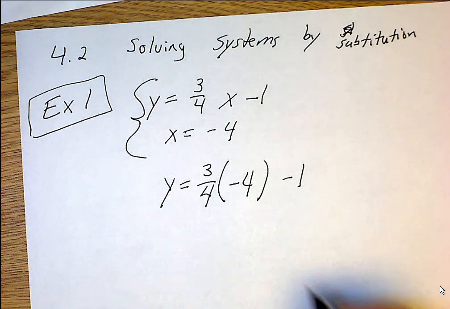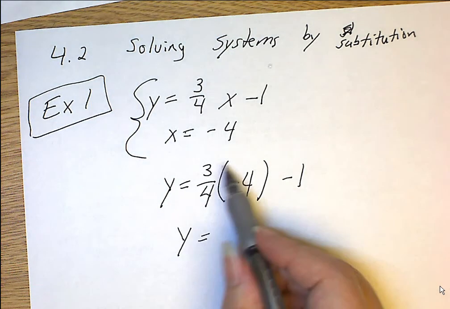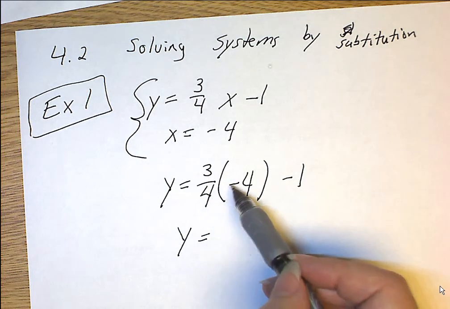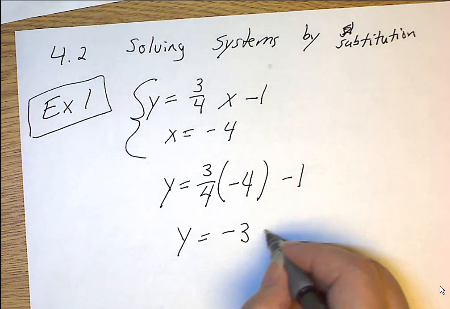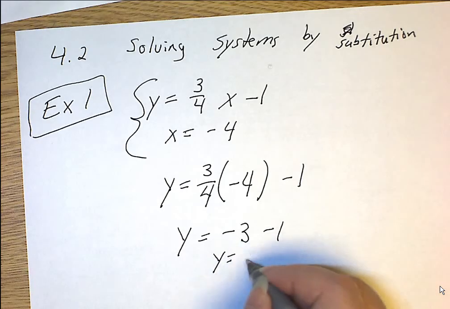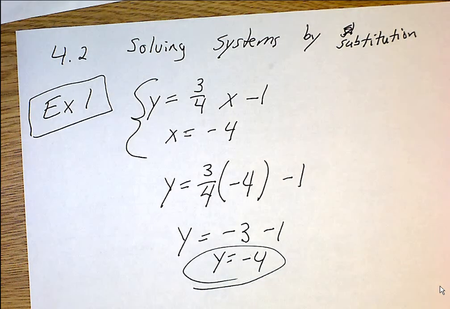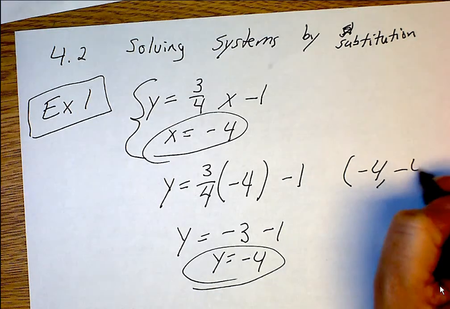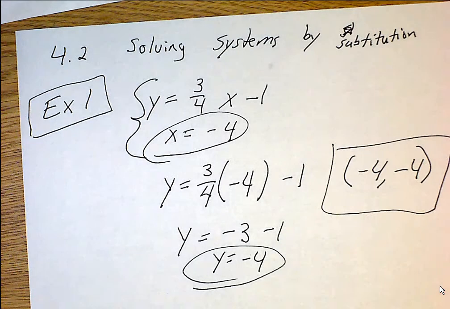No, we got to simplify it. So y equals, in your calculator, or if you know what it is, what is 3/4 times -4? -3 is right. Minus 1. So y is -4. When y is -4, what is x? -4. So our point is -4, -4. Remember, even though we're not graphing, we are still looking for our intersection.